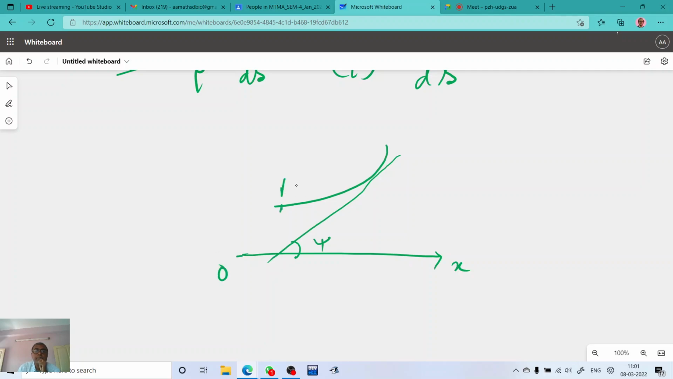Tangent at any point p of the path makes an angle psi with the positive direction of the x-axis, and psi gives the direction of motion.